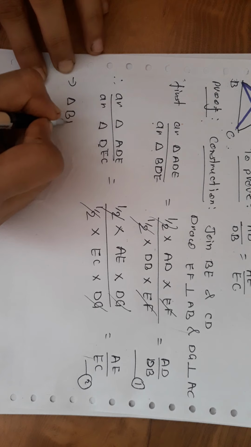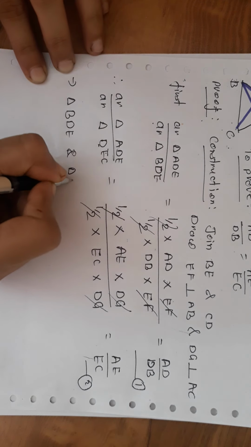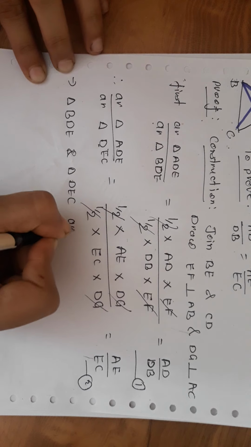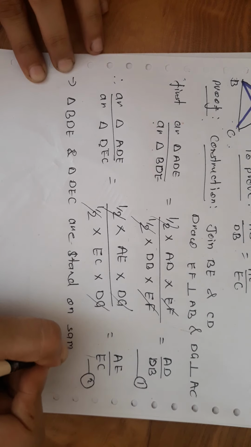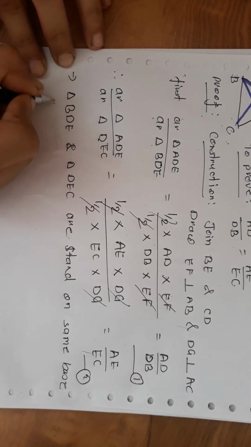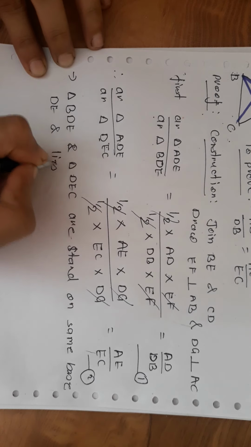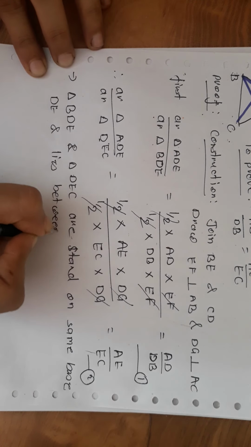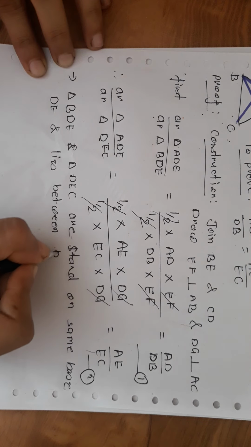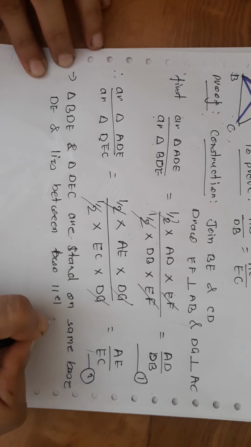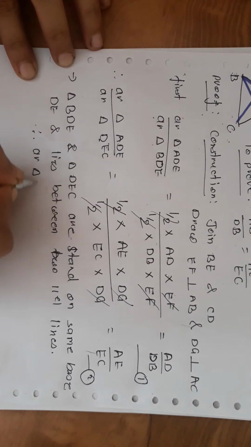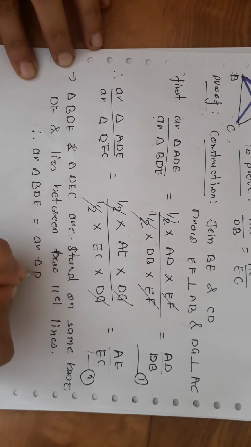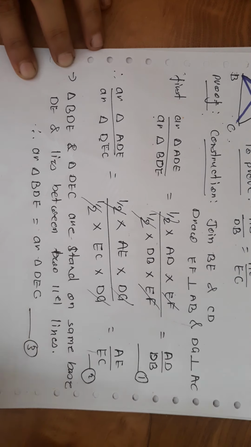Triangle BDE and triangle DEC stand on the same base DE and lie between the two parallel lines. Therefore, we know that the areas of these two triangles are equal. The area of triangle BDE is equal to the area of triangle DEC, which gives us equation number 3.